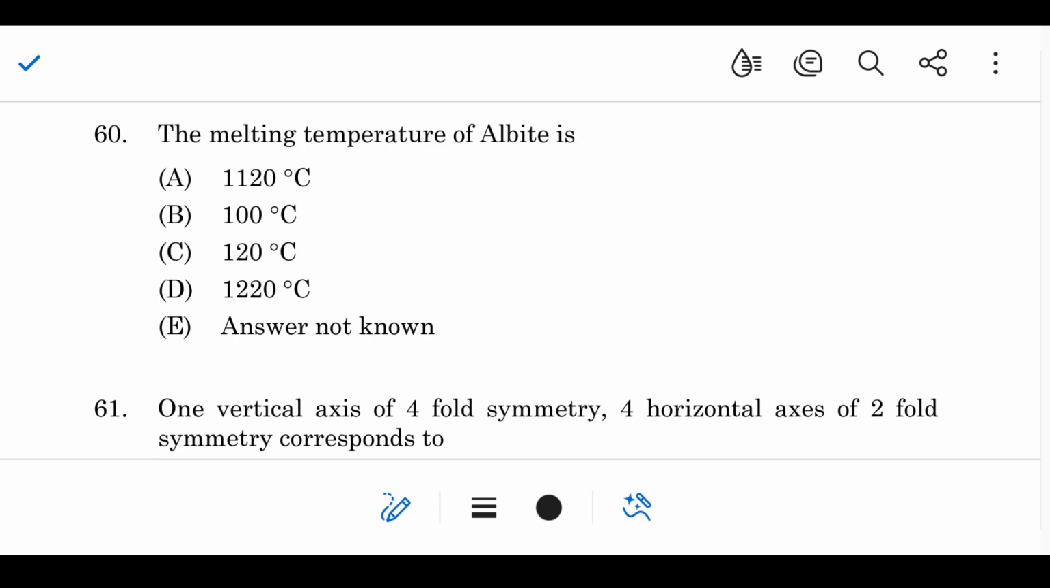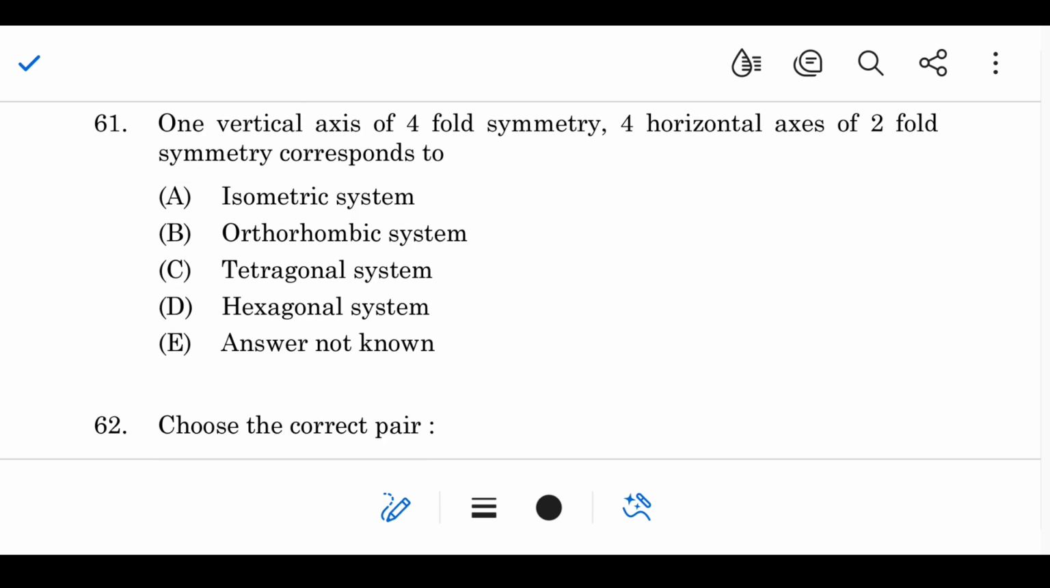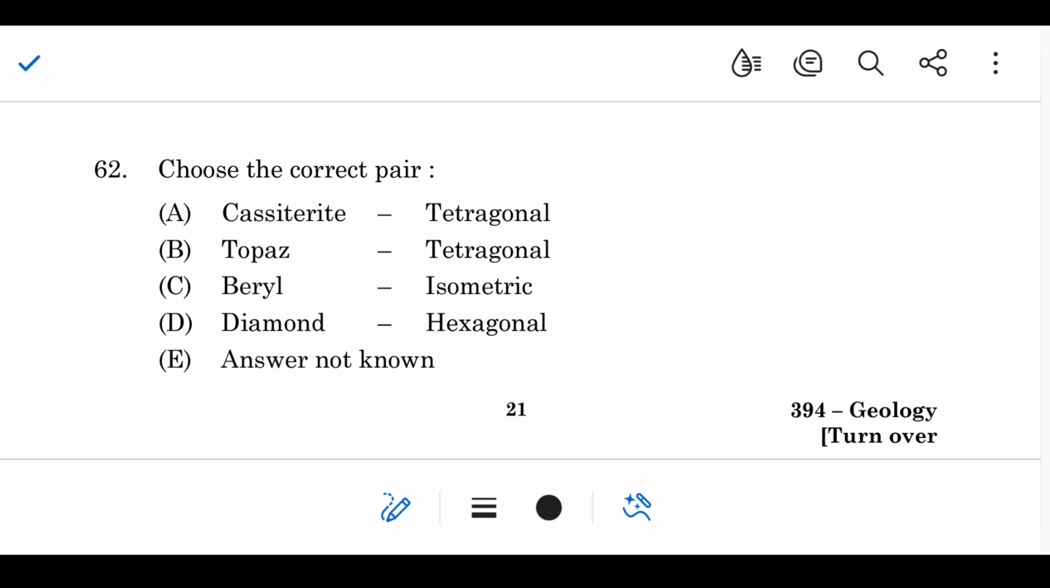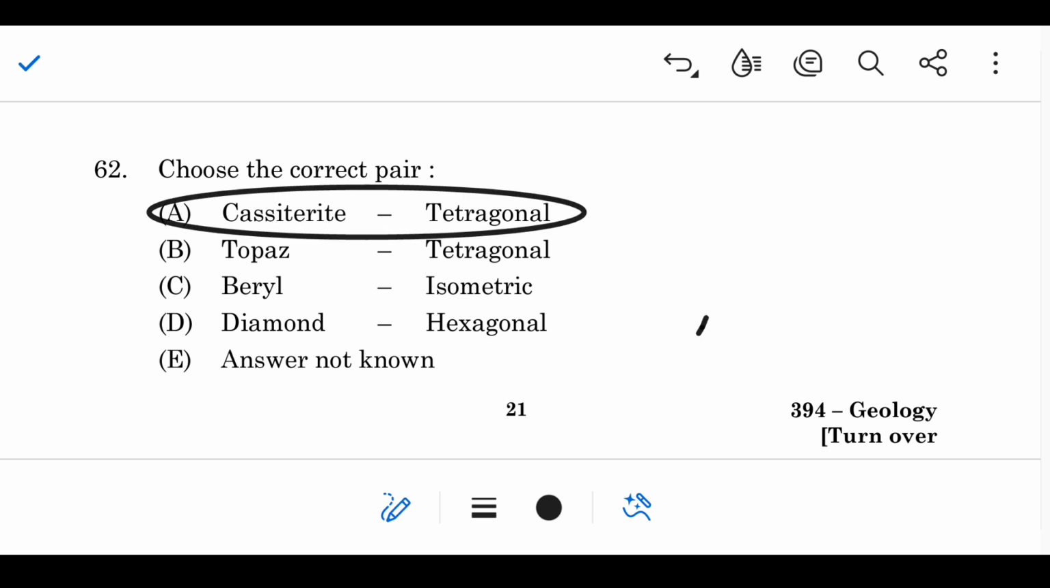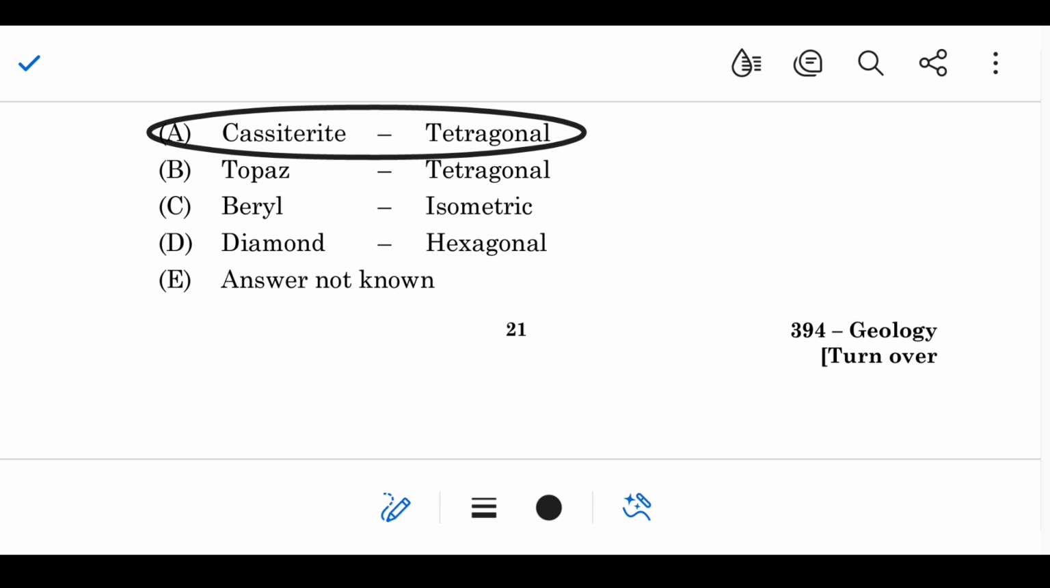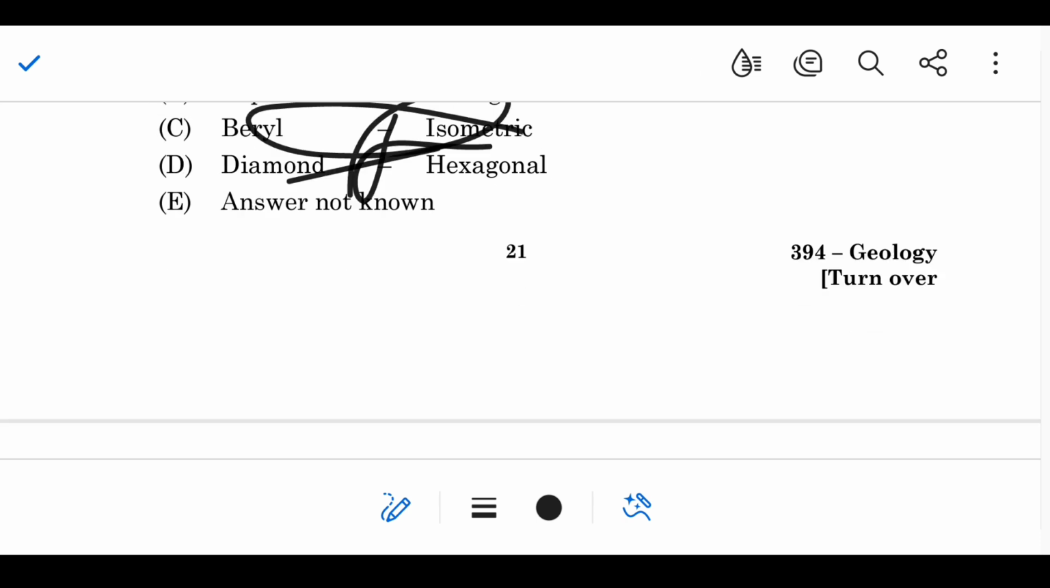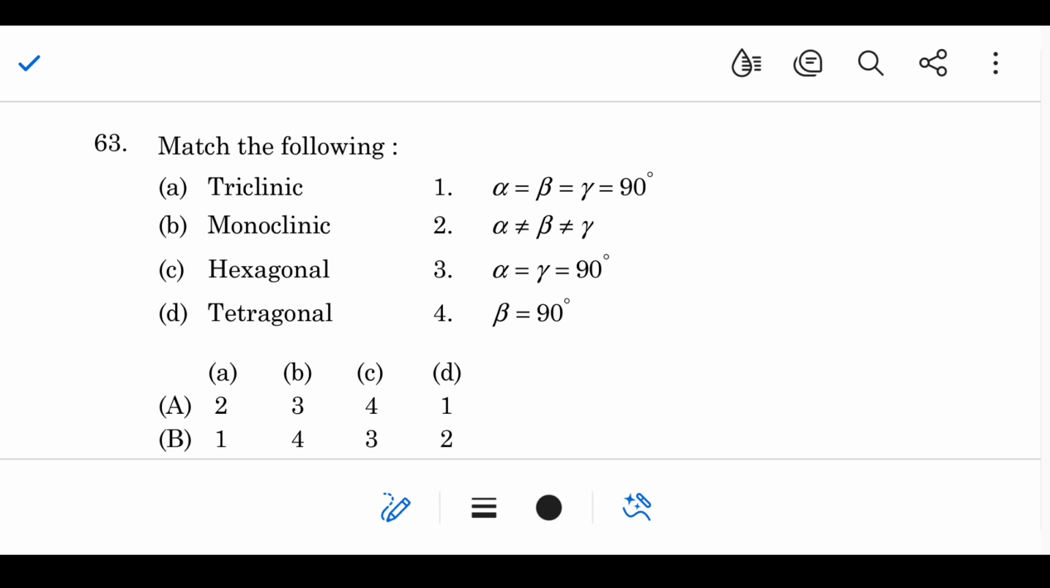Melting temperature of albite is nearly 1120 degrees Celsius. One vertical axis of four-fold symmetry and four horizontal axes of two-fold symmetry correspond to the tetragonal system. Choose the correct pair. Cassiterite, tetragonal. Okay, the correct answer is cassiterite tetragonal. Usually diamonds are isometric, so that is the wrong answer. Okay, right answer. Match the following. Okay, yes.